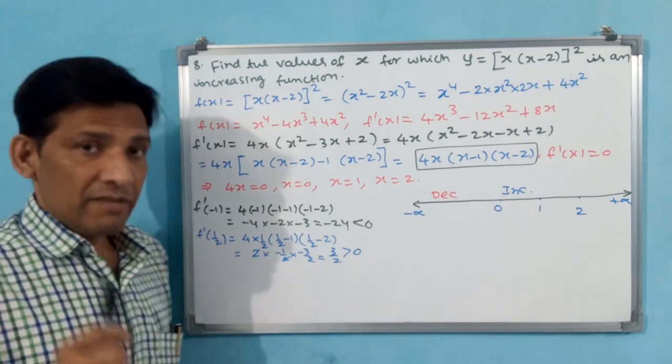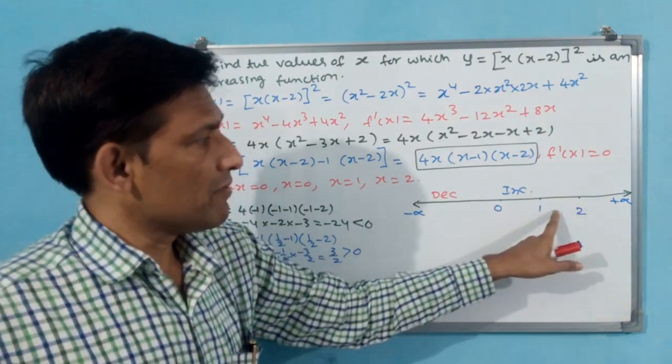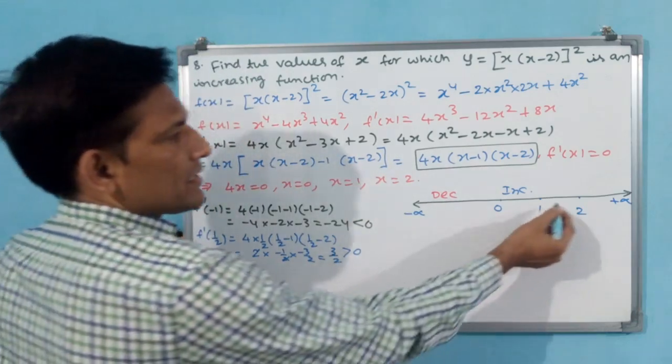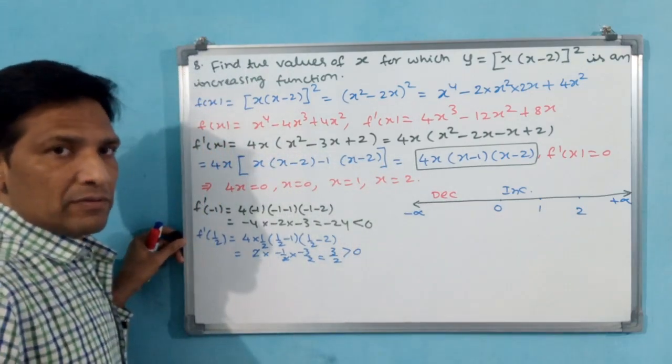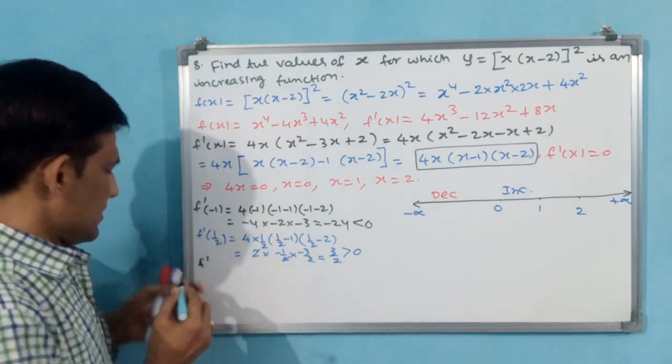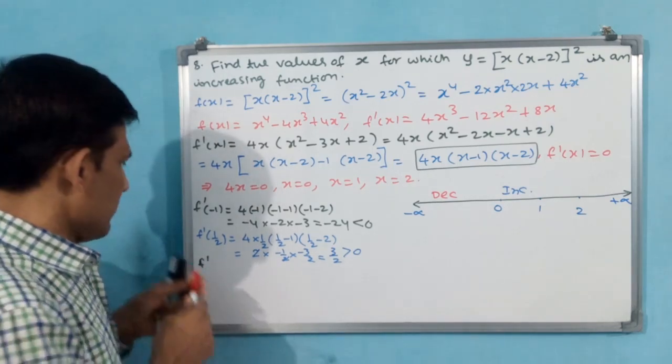But even then you have to check between 1 and 2 and 2 to infinity also. Let us check. Between 1 and 2, take 1.5, that means 3 by 2. Write down f dash 3 by 2.